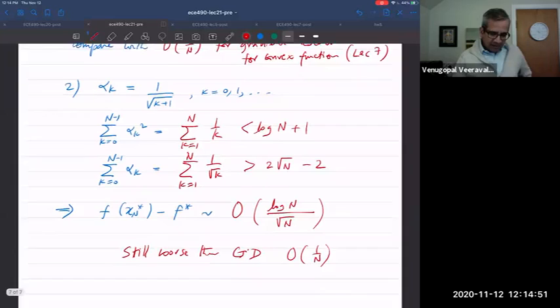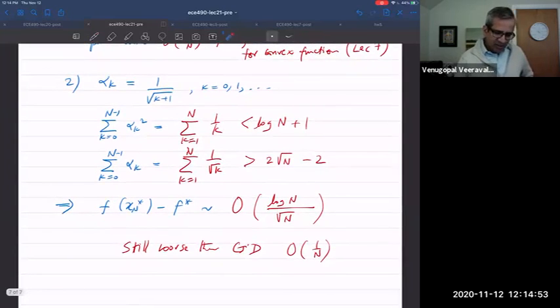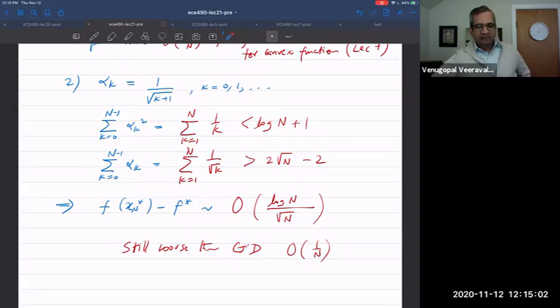And it turns out that this is the kind of the best you can do. Any tweaks to this algorithm, any other choices of alpha k, none of that will help. Okay, so if you want a general result, this is the best you can do. 1 over square root of n is the best you can do. Maybe you can get rid of the log n, but 1 over square root of n is pretty much the best you can do for subgradient methods.